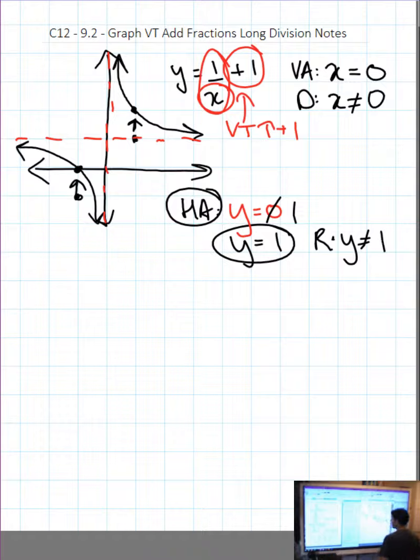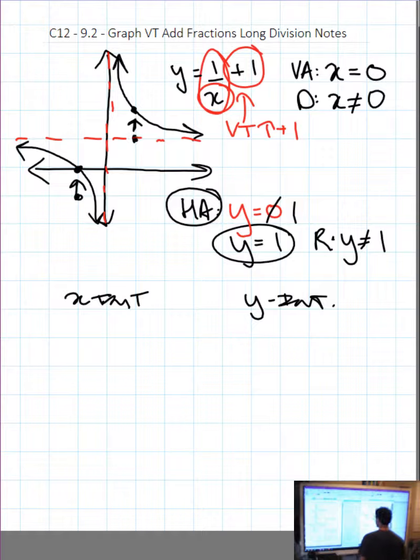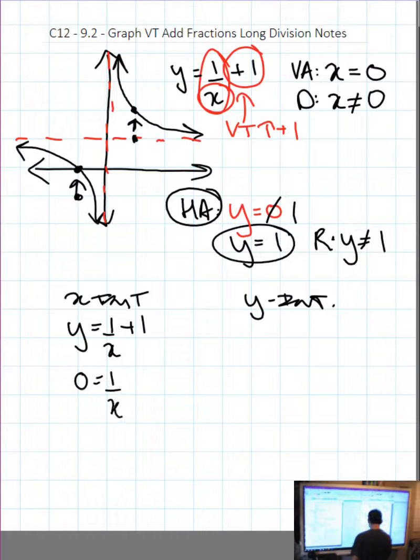So after we've found the horizontal asymptote and vertical asymptotes and graphed, we want to find the x and y-intercepts. So I'm going to start by writing down the equation. And what do I know about x-intercept? Well, I know that y is equal to 0. So I can put 0 in for y.